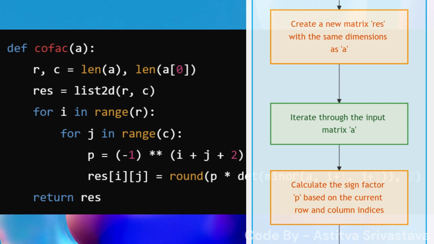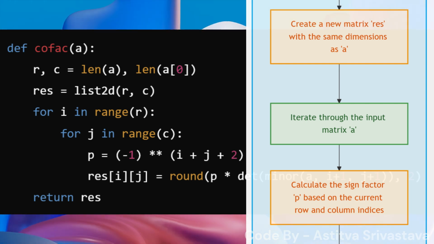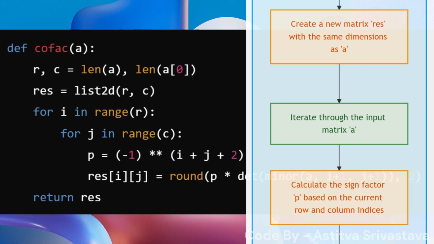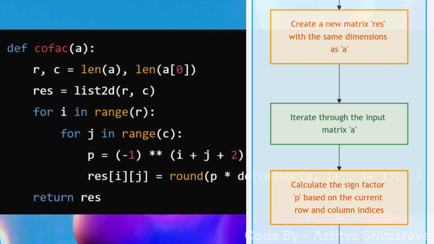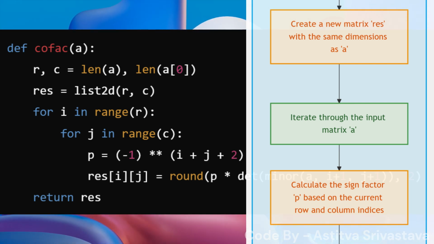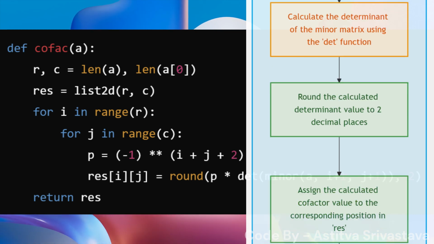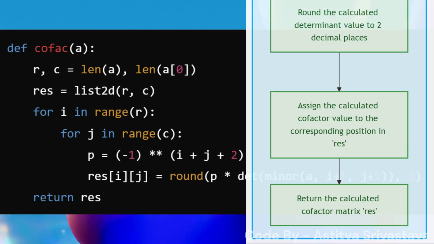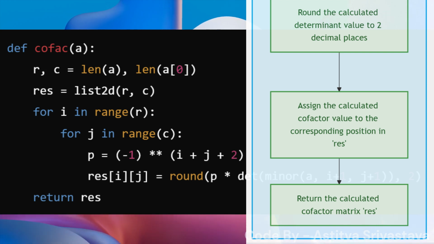It calculates the number of rows, R, and columns, C, and then initializes the result matrix. RES is initialized with the same dimensions as A using list2d(R, C). Now iterate through the input matrix. Now calculate the sign factor P based on the current row and column indices. Calculate the determinant of the minor matrix using the det function and round it to 2 decimal places. Assign the calculated cofactor value to the corresponding position in RES. Return the calculated cofactor matrix RES.